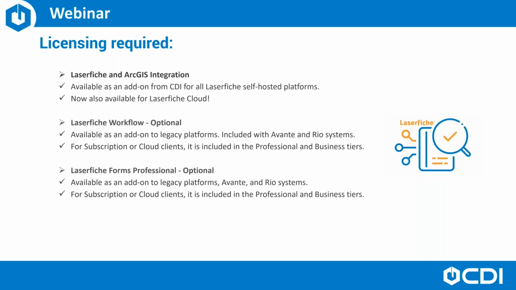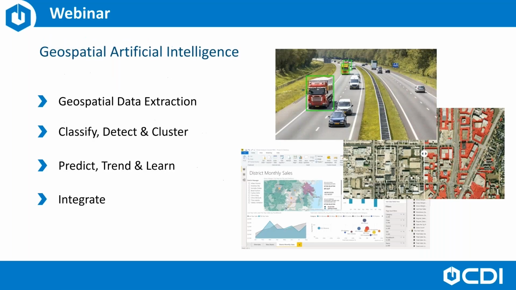One last component is Laserfiche Forms Professional. This is optional, but it would be required for what I was showing today, where the Laserfiche form is doing a dynamic lookup into ArcGIS. You would need Forms Professional. And that's an add-on to your legacy platforms, Avante and Rio systems. For subscription and cloud customers, it is again included on both the professional and business tiers. All right, I'll turn it over to Morgan to kick off our AI discussion.